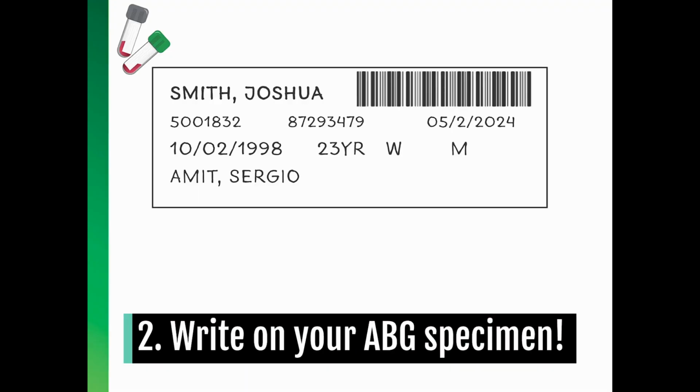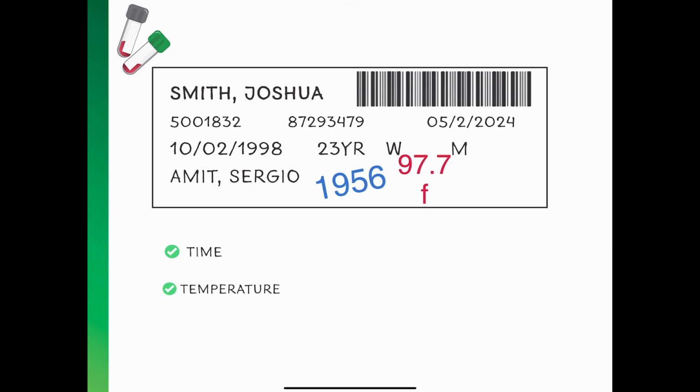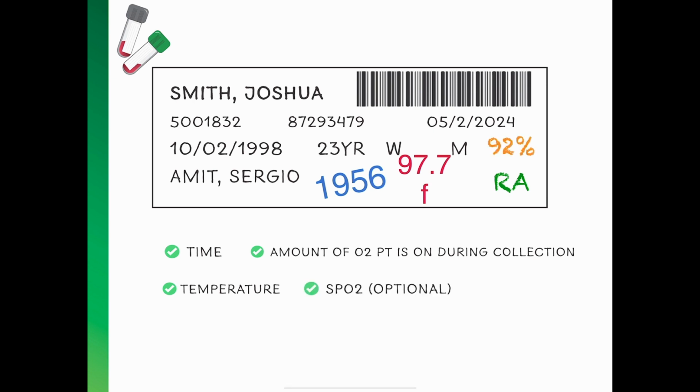But first, before we even hand off this arterial blood gas sample, there's something that we want to make sure we document on our patient's label. So we have our patient's label here. We want to make sure that we're writing down the time that we obtain this sample, but we also want to make sure we're noting the temperature of the patient. In addition, we're going to write down the amount of oxygen that our patient is on during the collection of our sample. And in some facilities or some RTs or some units, we also want to write down our SpO2 as well.